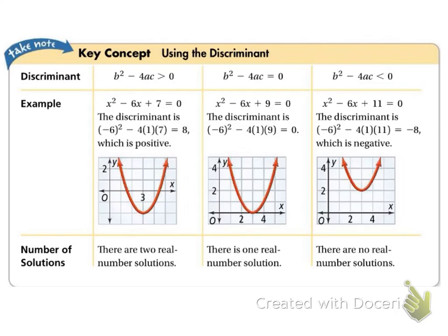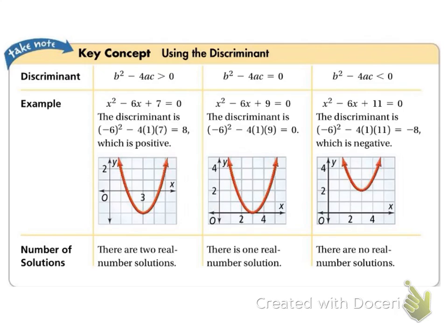There'd be two real number solutions. If the discriminant is equal to 0, then there's one solution. It just touches. And if the discriminant is smaller than 0, meaning it's negative, then there are no solutions. It doesn't cross the x-axis at all, and we have no solutions.